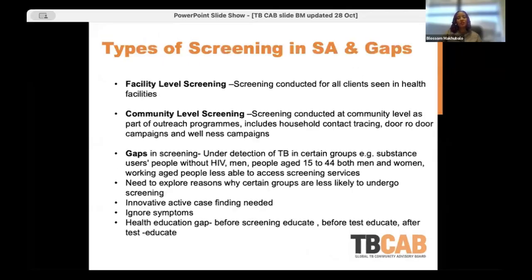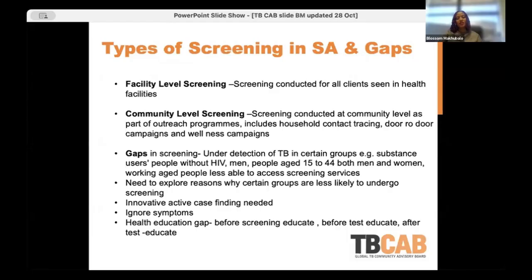And then I'm just going to briefly go through the common types of screening that we see in South Africa. We've got facility level screening, where screening is conducted for all clients seen at the facility. We've got a symptom screener checklist that is administered. Ideally, all clients presenting at a facility should be screened for TB. And if there's a positive TB symptom, that will then trigger TB testing, but we all know that we cannot just rely on symptoms only.